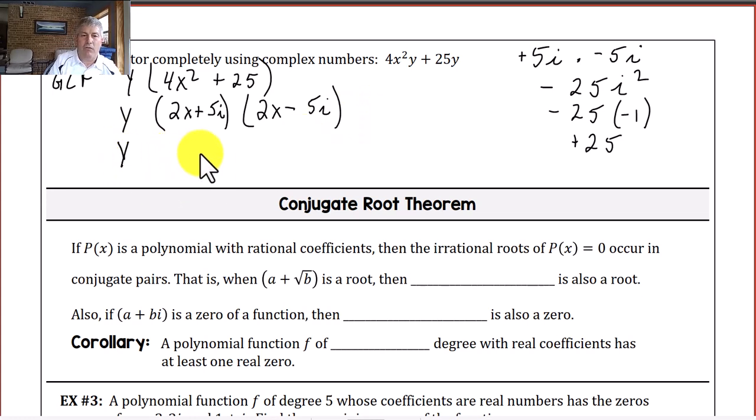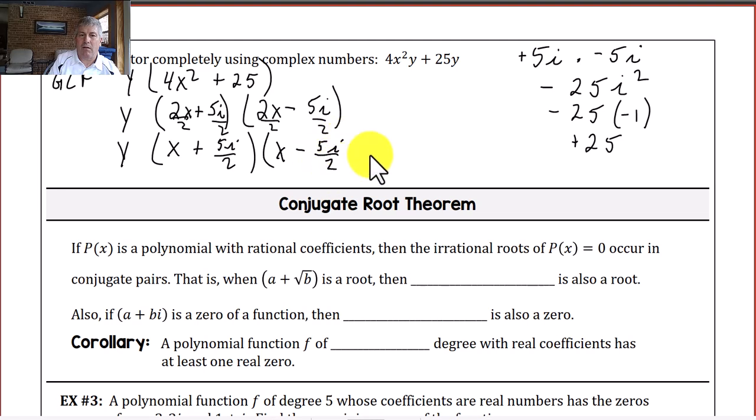You may also see, because they like the coefficient on x to be 1, that we divide both sides by 2 here, and then we can say that's x plus 5i over 2 and x minus 5i over 2, and we have completely factored that.